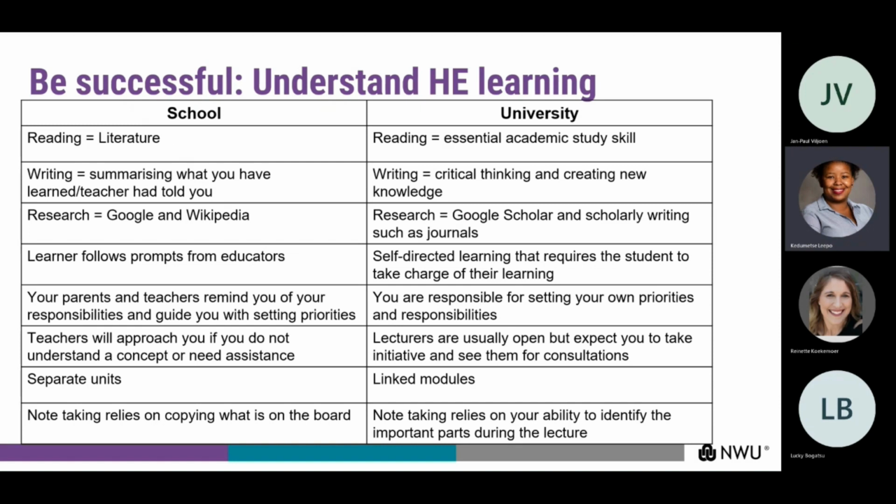Writing in university requires critical thinking and creating new knowledge. This also applies to note-taking. You need to identify the important parts during the lecture, unlike in high school where you would summarize what is given to you by the teacher and copy notes from the board. When undertaking research, students use scholarly writing and not Google or Wikipedia. Learners in high school, for instance, follow prompts, whereas university students need to be self-directed students who take charge of their learning. The responsibility of setting your own priorities now rests on the student and not their teachers and parents, as it was in high school.